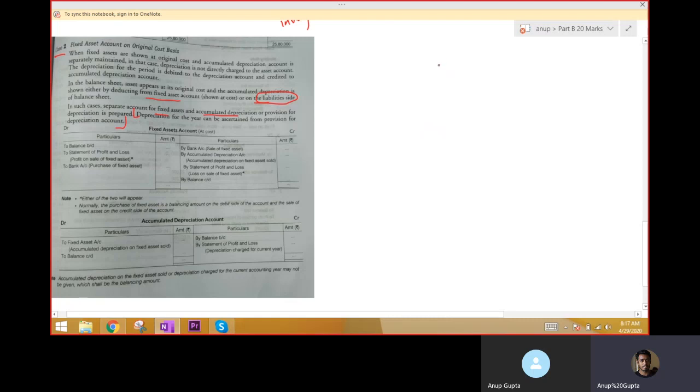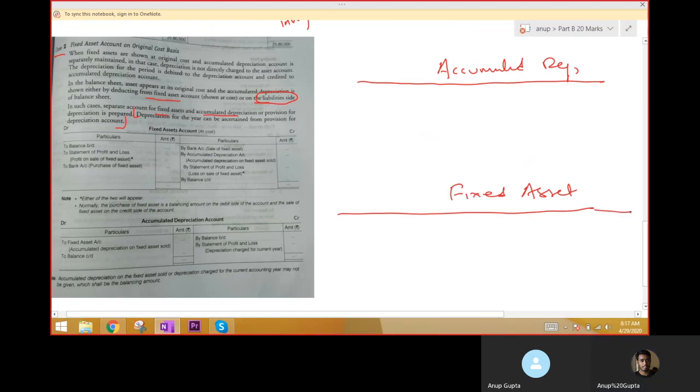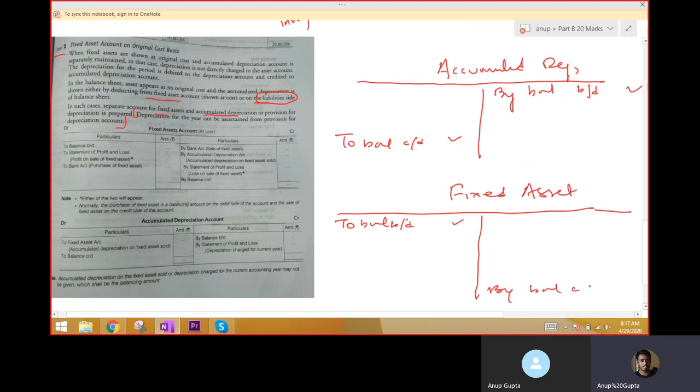First you make the accumulated depreciation account, and then you make the fixed asset account. You can make them simultaneously as well. What is accumulated depreciation? Accumulated depreciation is a liability. Very good. What is fixed asset? A liability will have a credit balance by balance BD, and the closing balance will always be debited to balance CD. An asset will always have a debit balance to balance BD, and the closing balance will be credited by balance CD.